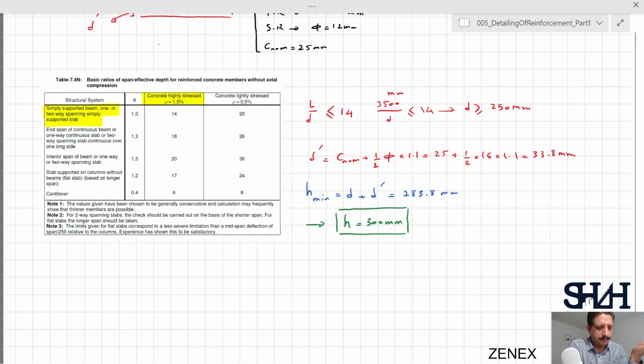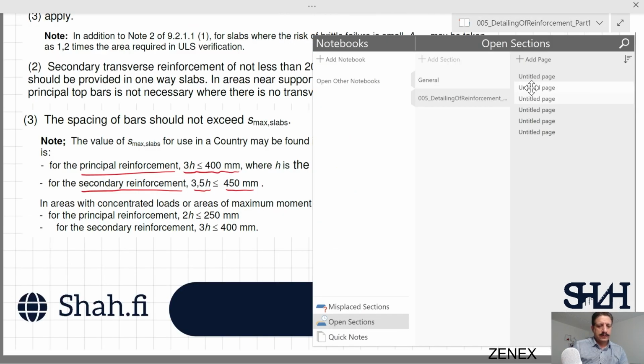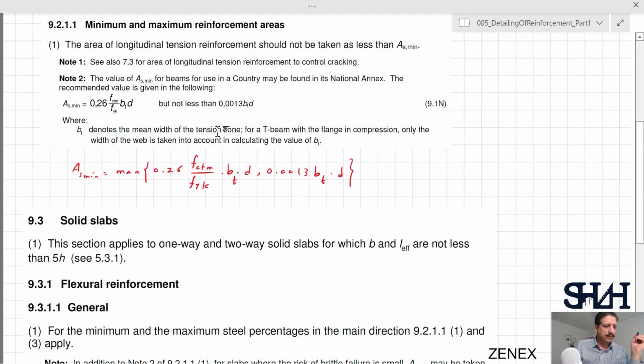This is the first step. Then you can design how many reinforcement we need. In this case, we are not going to design. We are just checking what is the minimum value of reinforcement. After that, we need to check and calculate what is the minimum reinforcement.